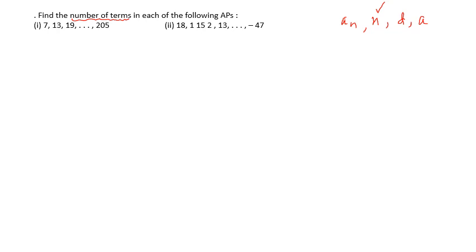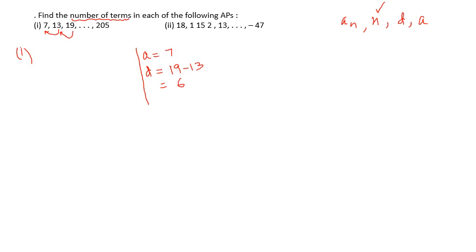So now the first question is: find the number of terms in each of the following APs. Let us see. I am taking the first one only. Tell me how will you do it? A equal to 7. Then what is d? How do you get it? You can either do 13 minus 7 or you can do 19 minus 13. Anyway you can do. So I'll just give here 19 minus 13. What is the answer? 6. I'm just changing it so that it becomes clear to you. Okay, so a equal to 7, d equal to 6.